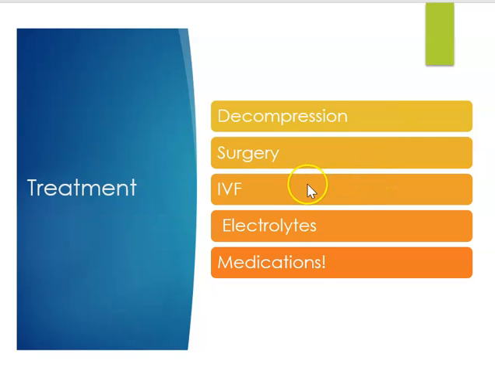Other things that might be indicated other than surgery would be IV fluids. Remember, if these patients are losing fluids, they're also losing electrolytes. So for NG suctioning, if they've got an NG tube on and it's taking off volume, they're going to have an electrolyte disturbance.